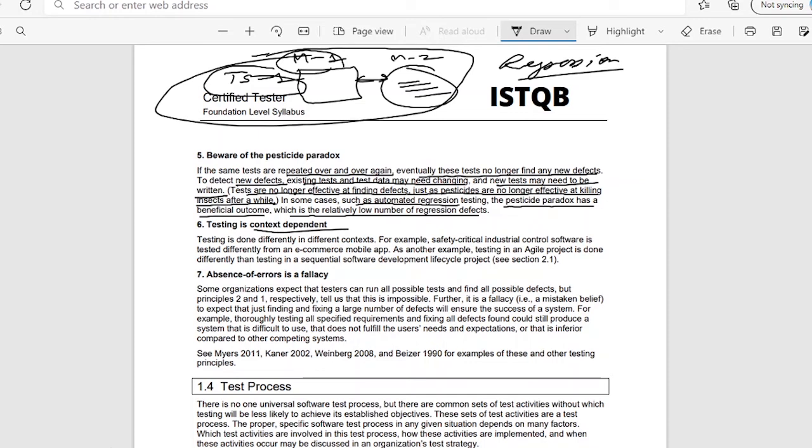The sixth testing principle is testing is context dependent. Testing is always context dependent. Maybe for your mobile app you are testing in a different way, but for automotive software you are testing in a different way. Testing is not the same for each product. Testing is done differently in different contexts. For example, safety critical industrial control software is tested differently from an e-commerce mobile app.